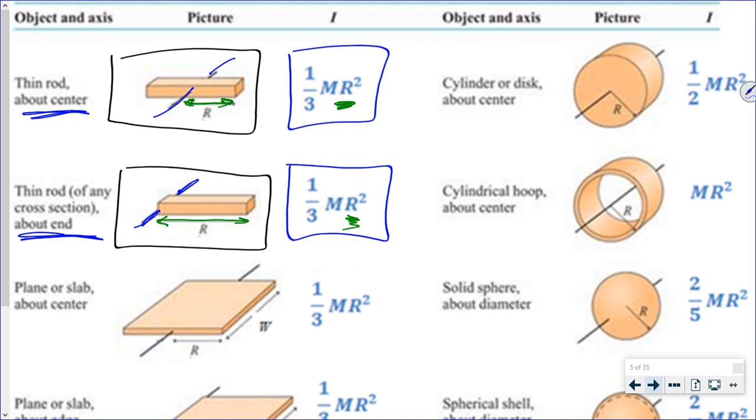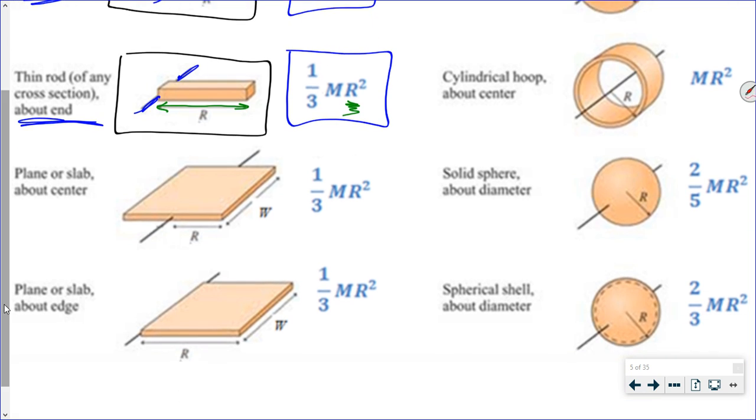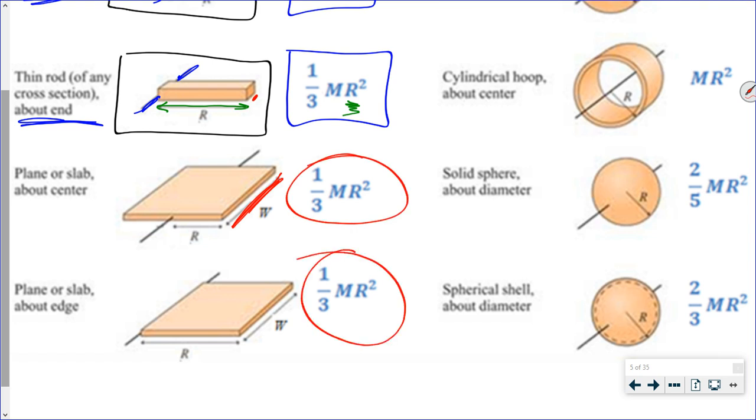Okay, so those are two different types of rotational inertias for a rod about the center and a rod about the end. A plane about the end is the exact same thing because notice the width here doesn't matter, so this width doesn't matter, which means this is still 1/3 mr squared, and this is still 1/3 mr squared, okay?